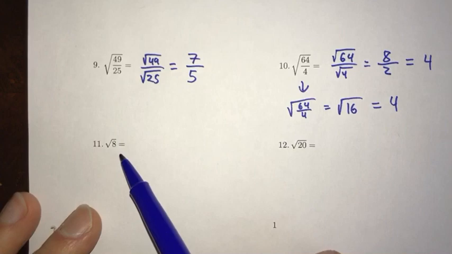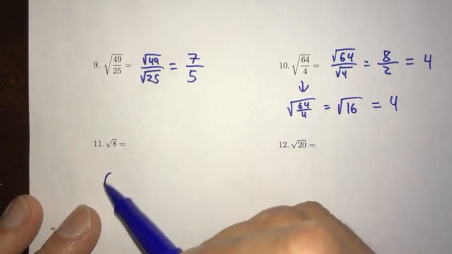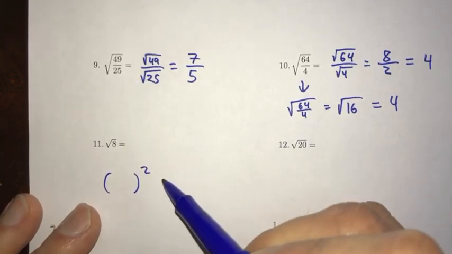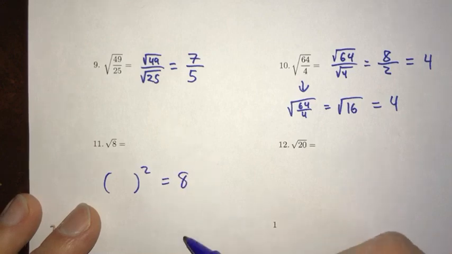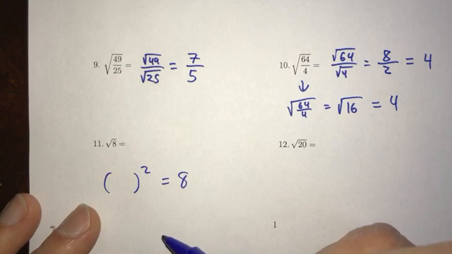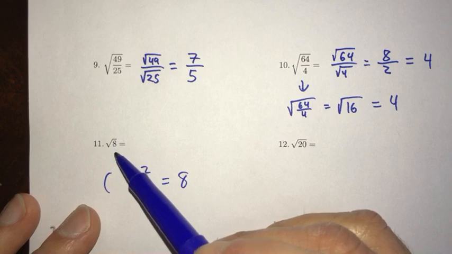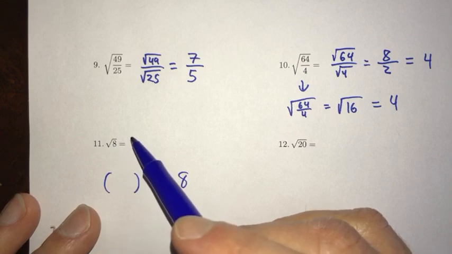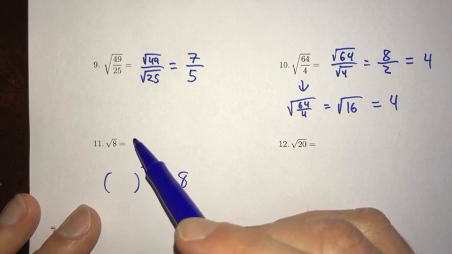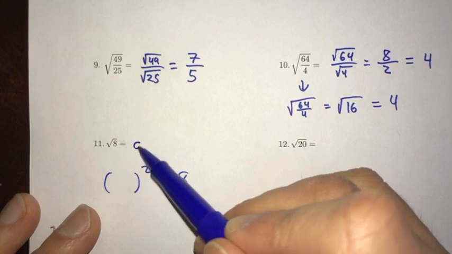Now, square root of 8 here, can you think of a number that when you square it, you get 8? Well, it's not 2 because 2 squared is 4. It's not 3 because 3 squared is 9. This is actually pretty weird. If we type this into the calculator, it would be a pretty weird decimal. So for now, I'm just going to say it's some decimal.